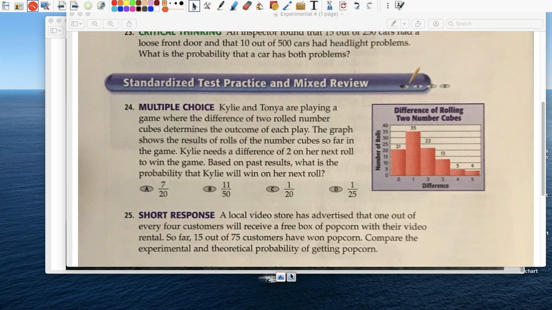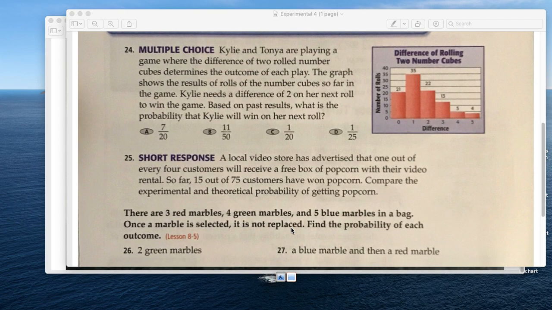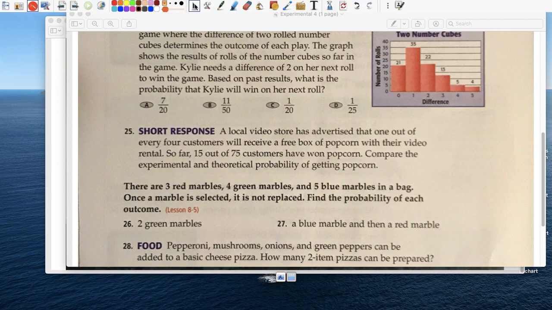25, short response for each. Local video store has advertised that one out of every 4 customers will receive a free box of popcorn. Just to see how old this question is, it was about video rental. Okay, so far 17 out of 75 customers have won popcorn. Compare the experimental and theoretical probability of getting popcorn.